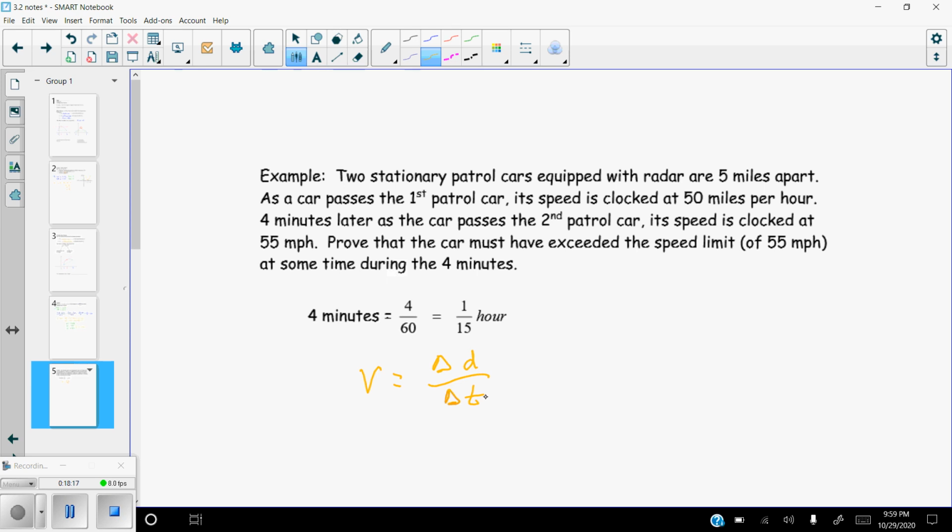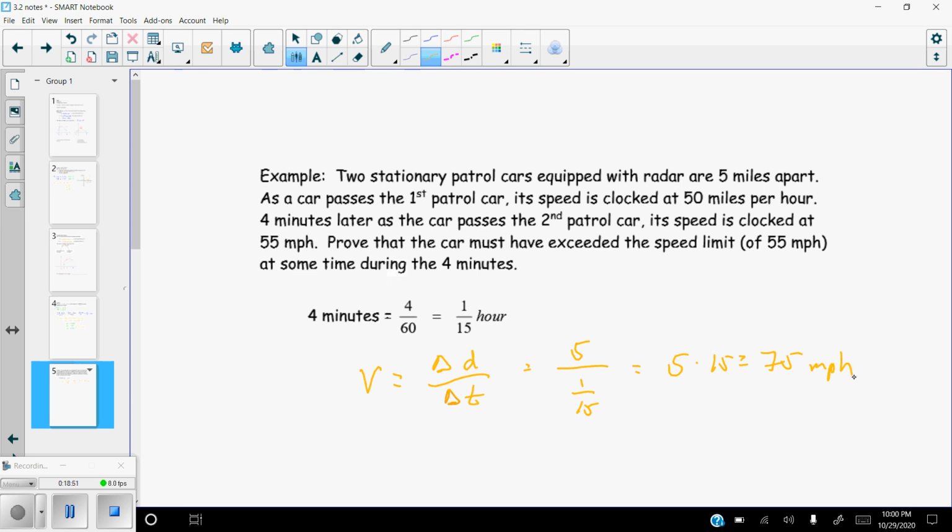However, if you want to go ahead and plug it in, we're just going to plug that in. The change of distance was 5. The change of time, well, we went for 4 minutes, which is 1/15 of an hour. So dividing those two things is multiplying by the reciprocal of the bottom fraction. So 5 times 15 is 75 miles per hour.